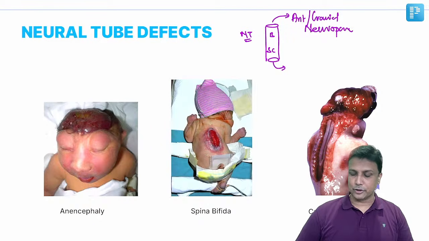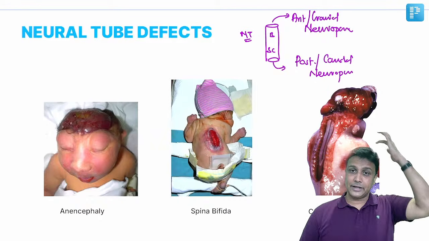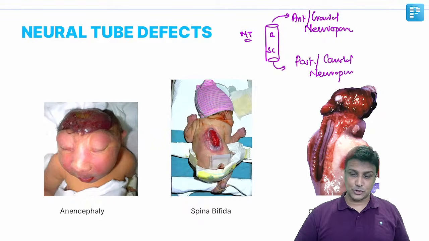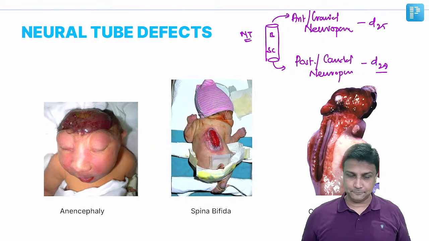Anterior or cranial neuropore, and this one here will be the posterior, also referred to as the caudal neuropore. Now normally, do we have any opening in the brain right now? No, that means it has to be closed. Remember, the cranial neuropore closes on the 25th day, whereas the caudal neuropore closes almost by the 28th day. 25th day and 28th day, it has to be closed.